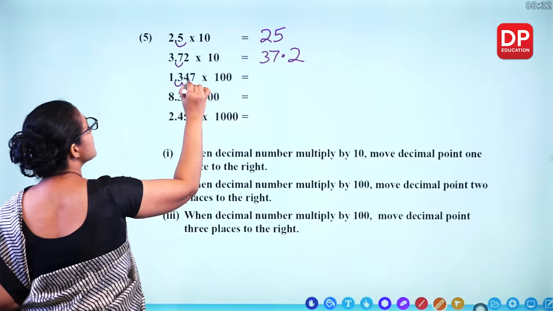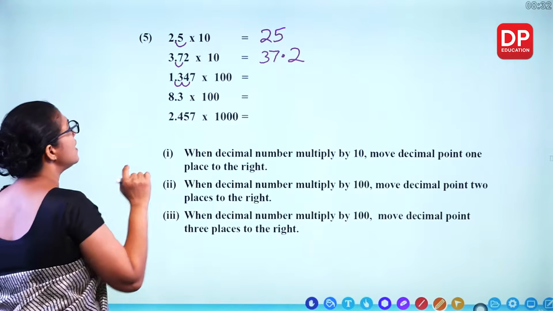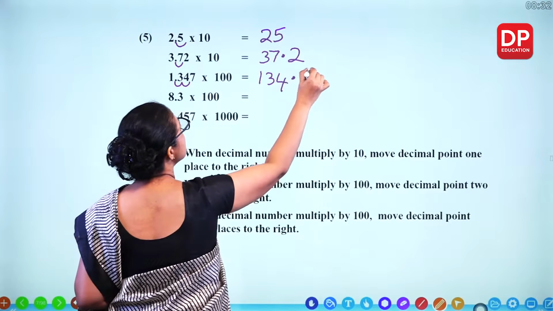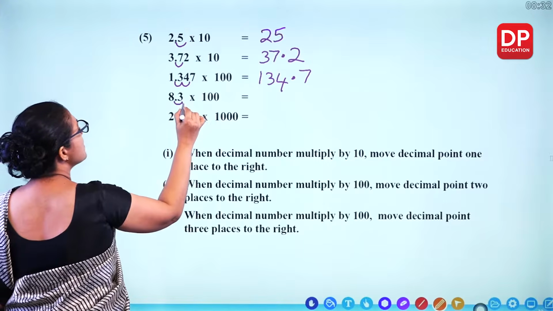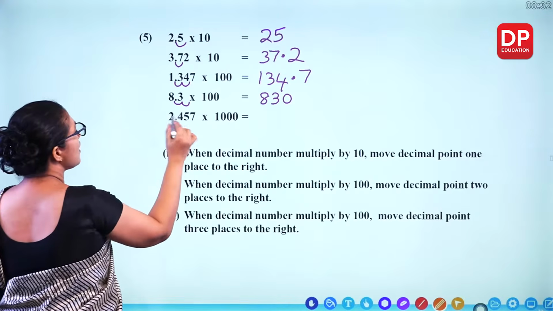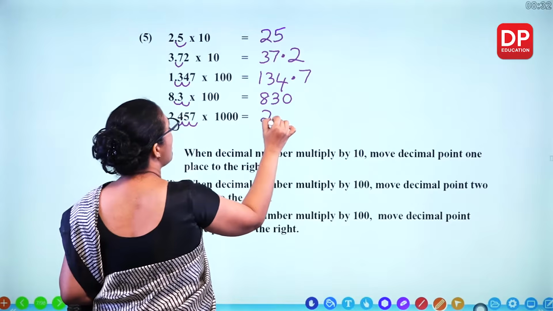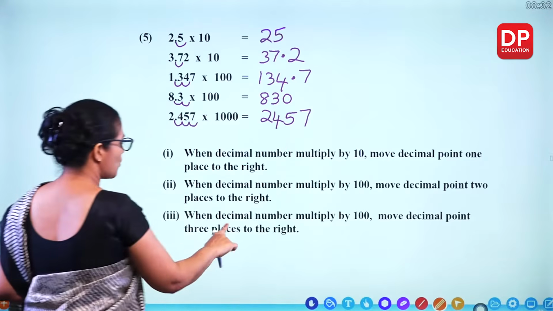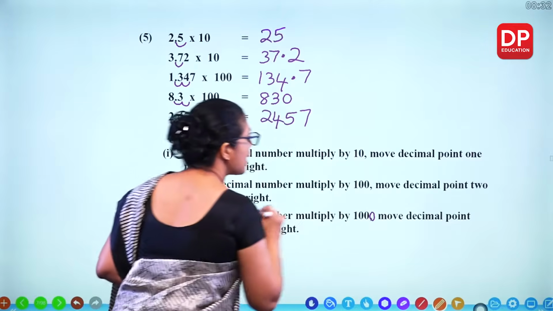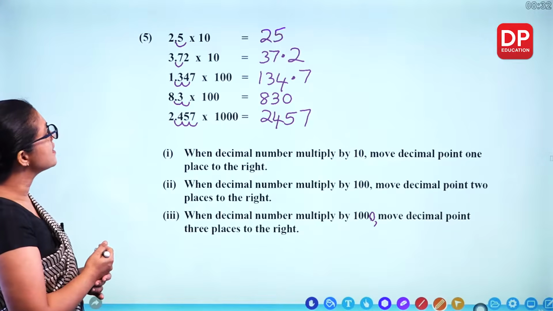100 means two places to the right. When a decimal number is multiplied by 100, move the decimal point 2 places to the right. So what's the answer? 134.7. 100 means 2 places to the right. 830. 1000 means 3 places to the right. 2457. So when a decimal number is multiplied by 1000, move the decimal point 3 places to the right.